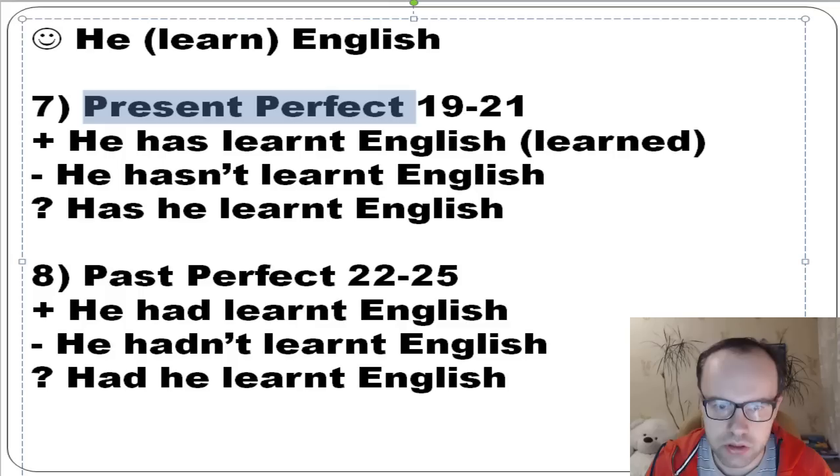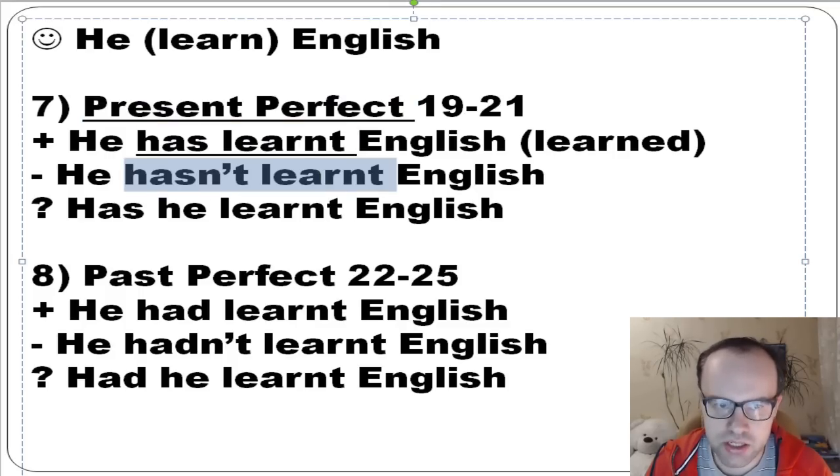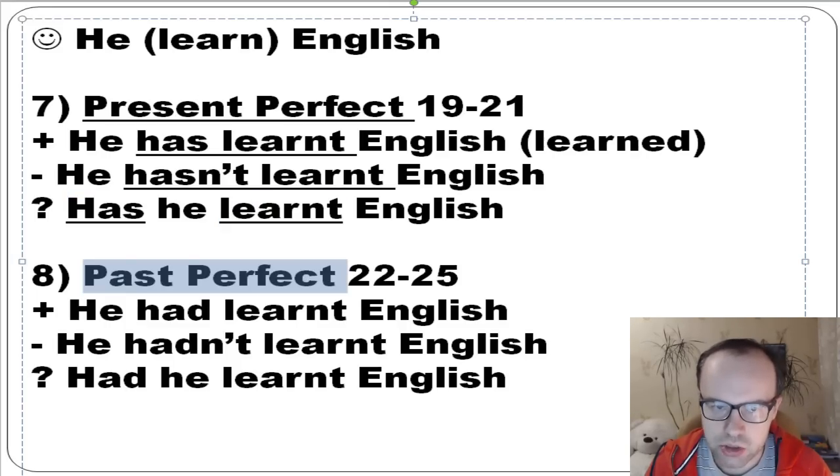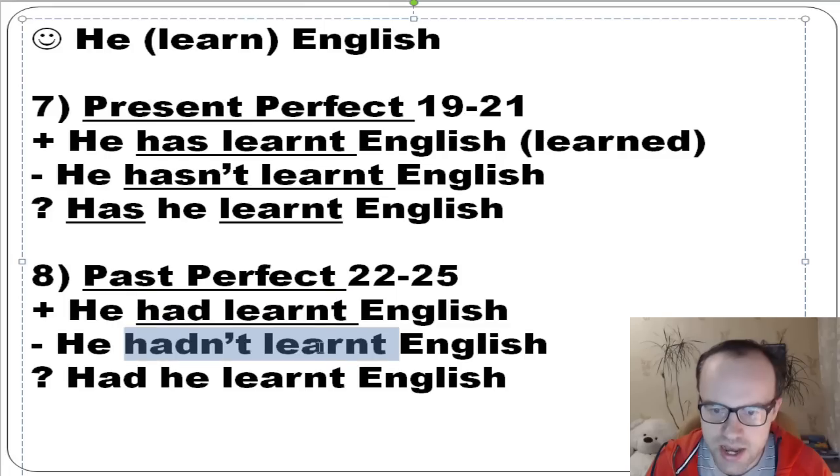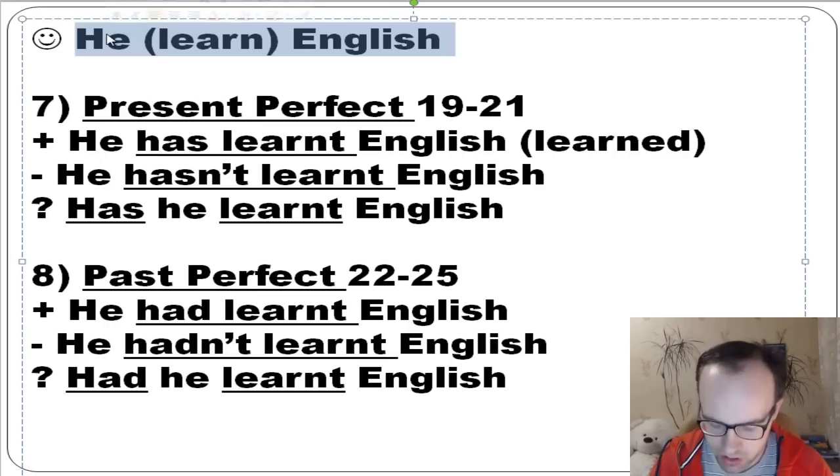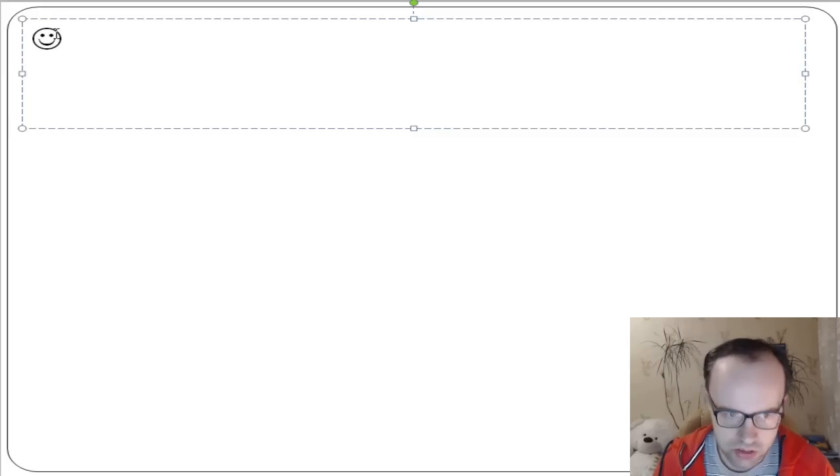Okay, so we have present perfect. He has learned English. He hasn't learned English. Has he learned English? Next, past perfect. He had learned English. He hadn't learned English. And had he learned English? So we call this group of tenses perfect, and we have future perfect too.